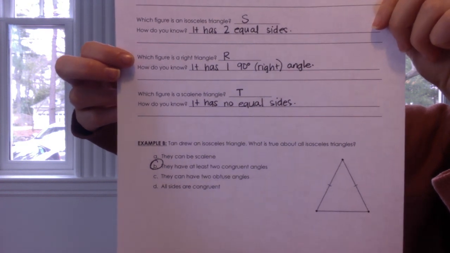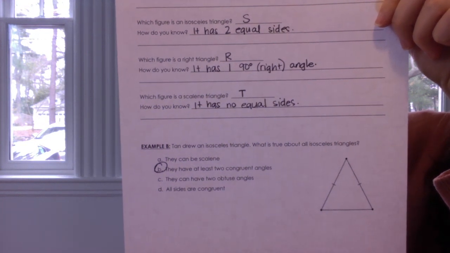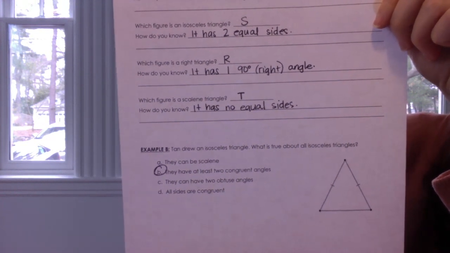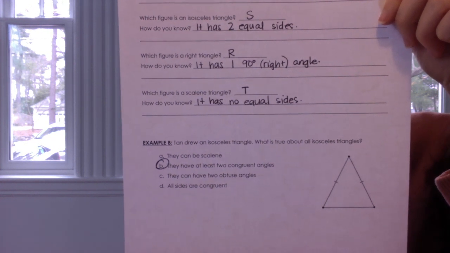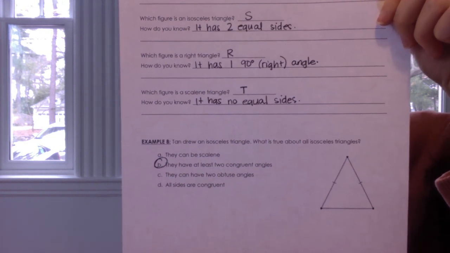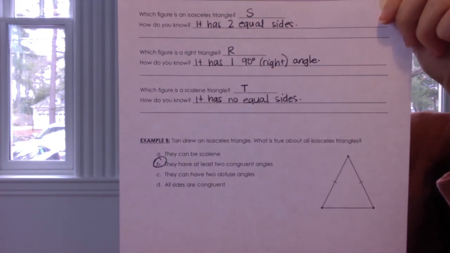Isosceles means two congruent sides. So A is incorrect because scalene means no congruent sides. C cannot be true because if an isosceles triangle has two equal sides, it cannot have obtuse angles. And D, obviously, all sides are congruent would make it equilateral, which is not the same as isosceles.